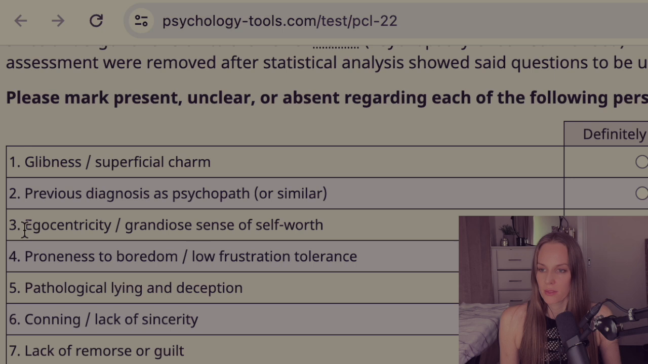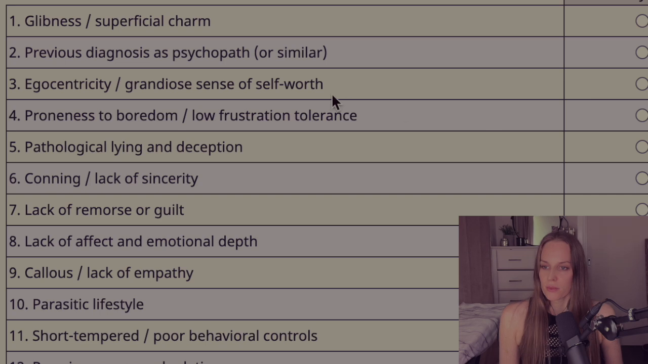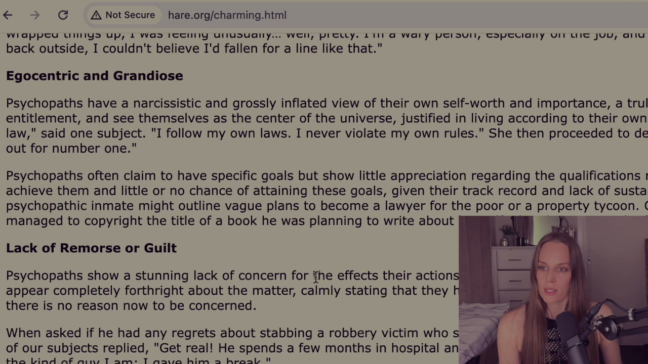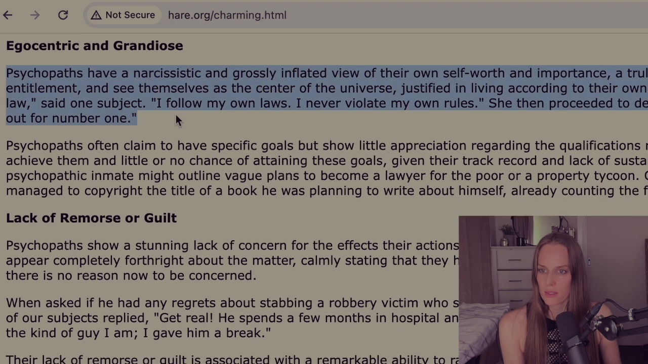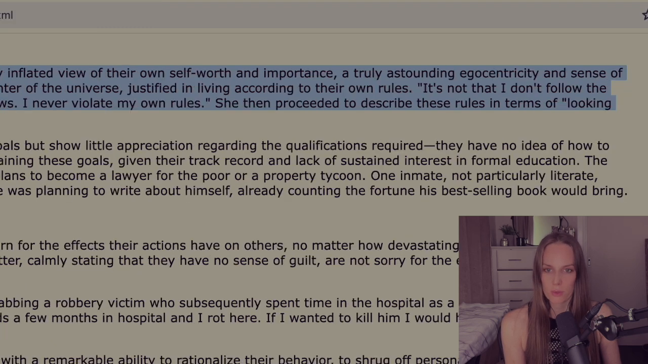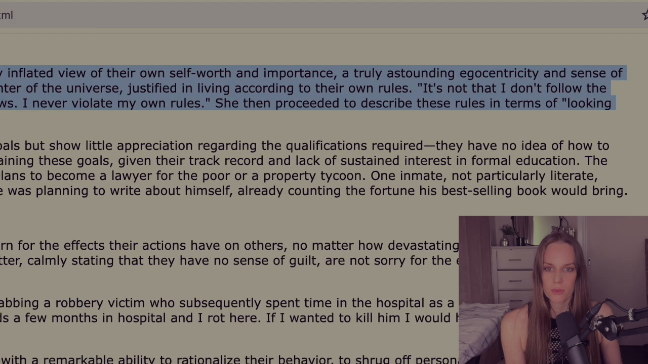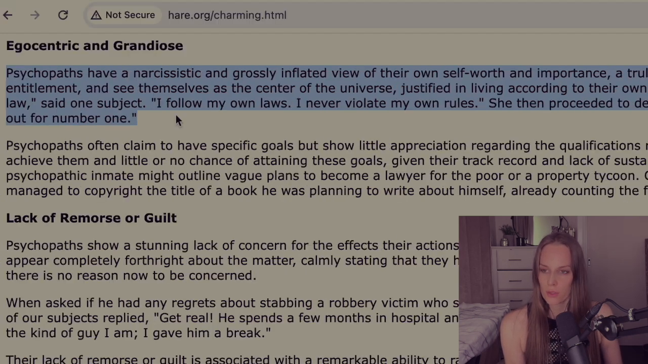Number 3, egocentricity, grandiose sense of self-worth. So we'll go back to this website and we'll just see what Robert Hare describes that as. Psychopaths have a narcissistic and grossly inflated view of their own self-worth and importance, a truly astounding egocentricity and sense of entitlement, and see themselves at the center of the universe, justified in living according to their own rules. It's not that I don't follow the law, said one subject. I follow my own laws. I never violate my own rules.